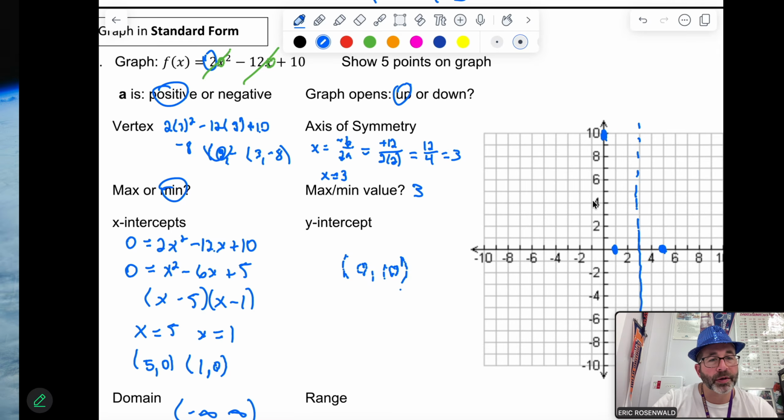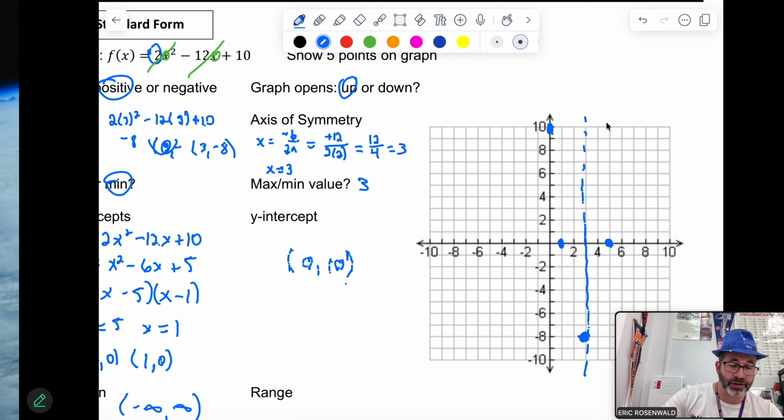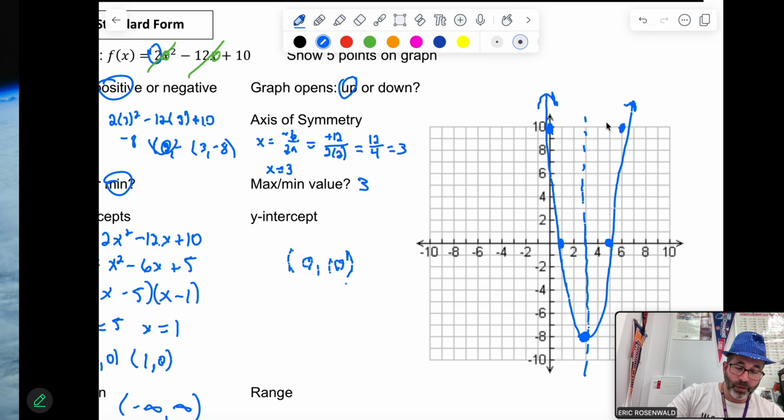So just remember, since it's equidistant, when we look at this, since it's 3 in this direction, it's going to be 3 in the other direction away from my axis of symmetry. So we'll have a 5th point right here. Go ahead and graph that, and there's our curve. We go up to infinity, and we go down to negative 8.